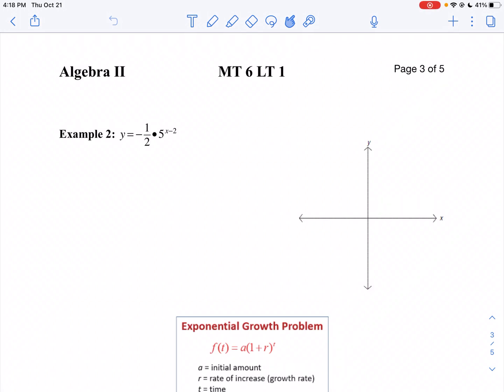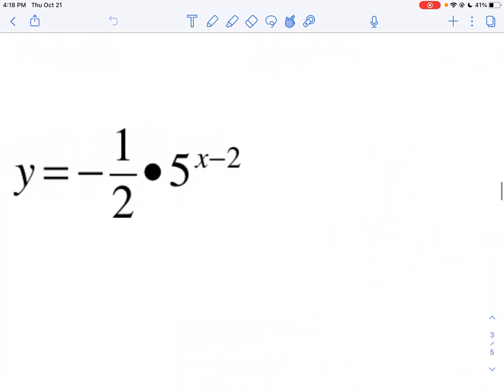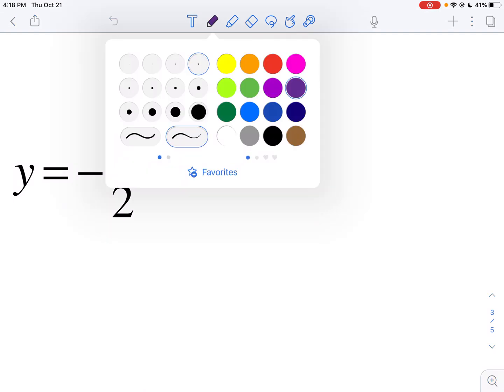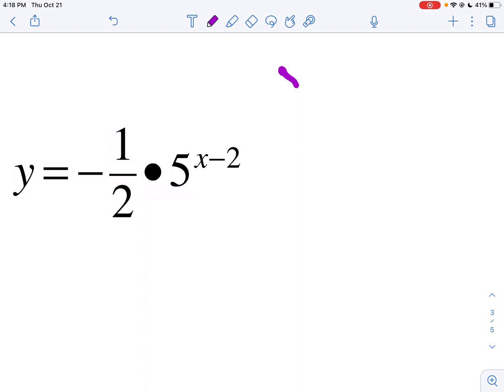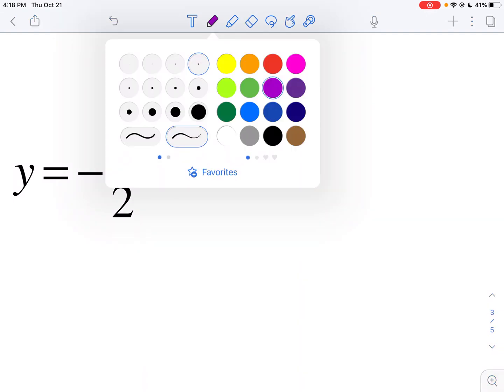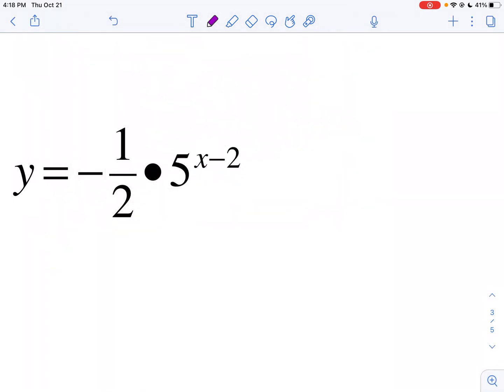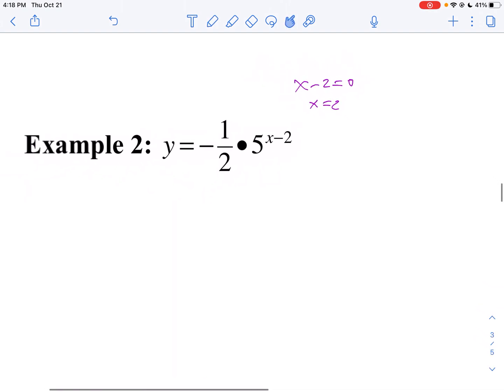Taking a look at another graph here, we have y equals negative 1/2 times 5 to the x minus 2 power. Interesting things happen when my exponent is 0, because that's where you're going to see the curve of the exponent. So if I take a look at here, my exponent is x minus 2. What value of x is going to have that be 0? Hopefully you see that. That's going to be 2 then, because x minus 2 equals 0, so x equals 2. So when I make my table, my curve is going to happen at 2.